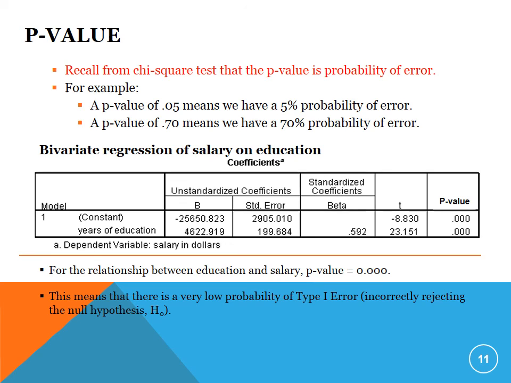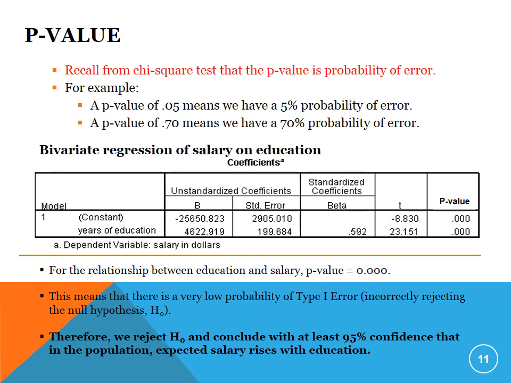Type 2 error is a little more difficult, and we talked about that in that previous lecture, but at least we know the probability of making a type 1 error. So therefore, we reject the null hypothesis and conclude with at least 95% confidence that in the population, expected salary rises with education. Okay? We don't have to hold anything constant because there's nothing else there to hold constant. This is a bivariate regression.